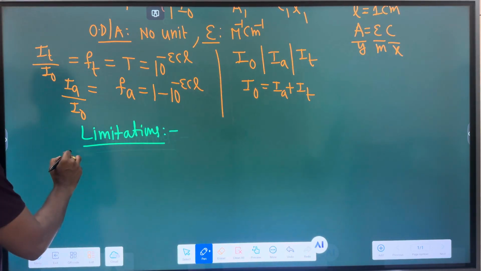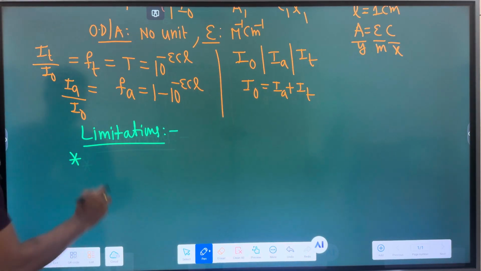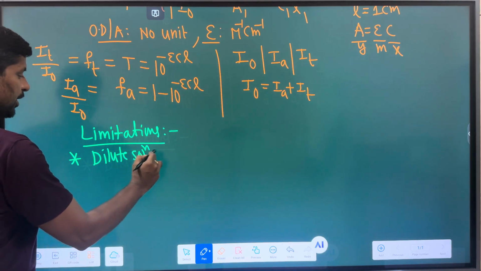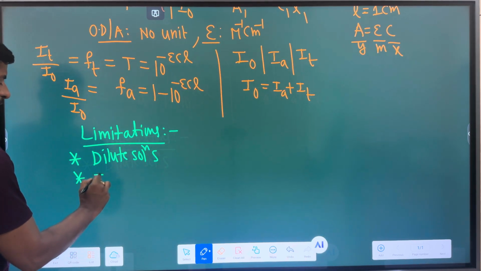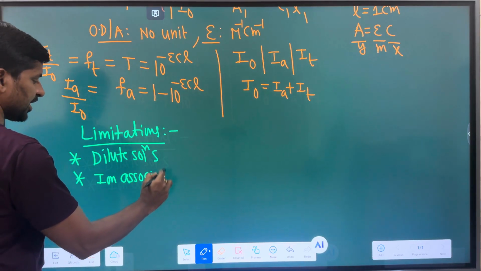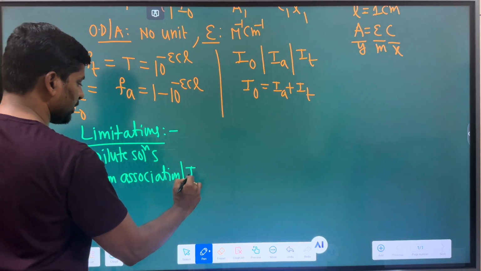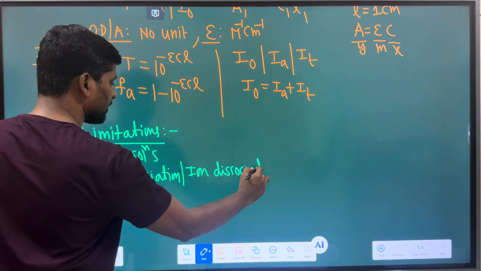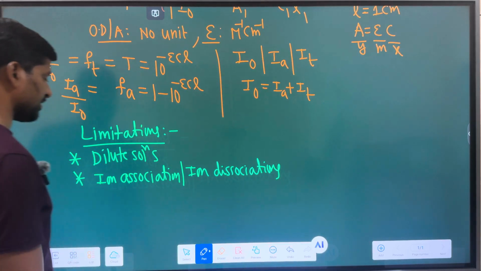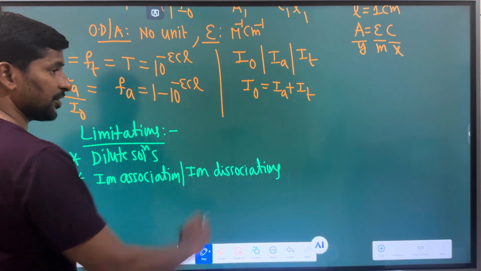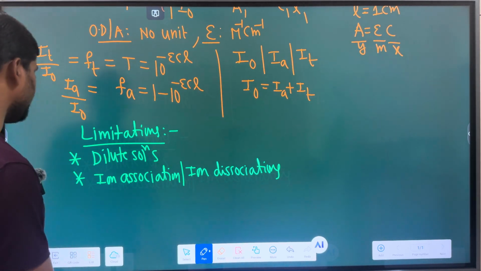What are the limitations in Lambert-Beer's law? It is applicable only to dilute solutions. If we take concentrated solutions, ion-ion interactions may occur, ion association may take place, and ion dissociation may take place. In ionic solutions, if ion-ion interactions are present, or if ion association and ion dissociation are present, then we may get deviations from Beer's law.